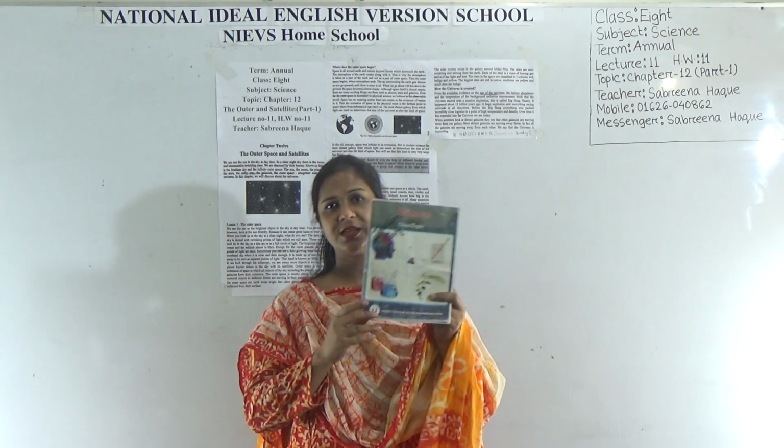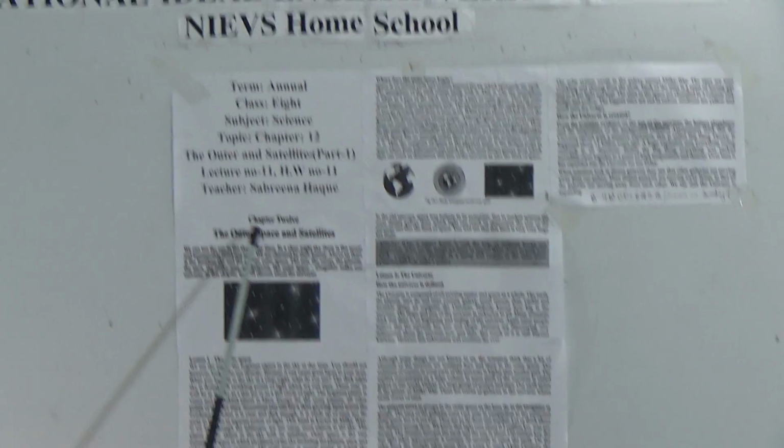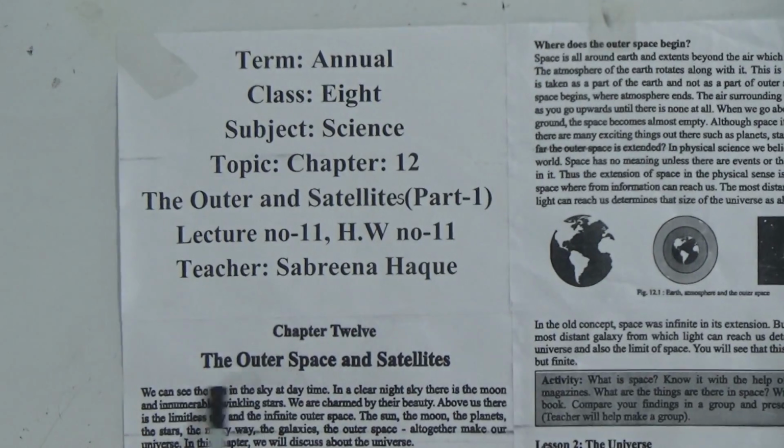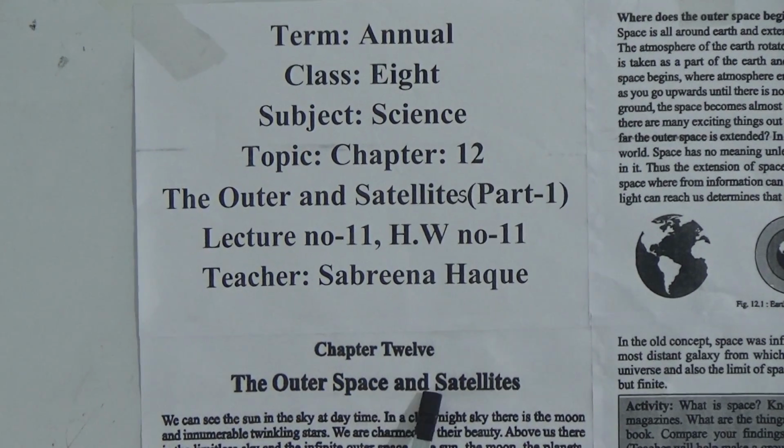Dear students, take your textbook in your hand. Open page number 124 and follow the class with your textbook. So let's start the class. This is chapter 12 and the name of the chapter is the outer space and satellites.